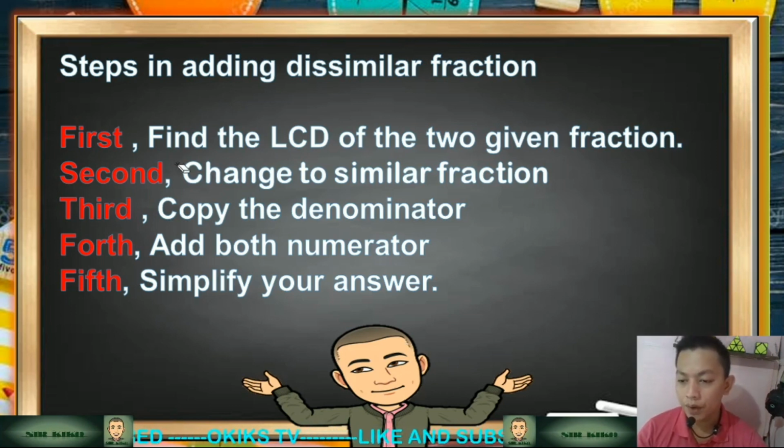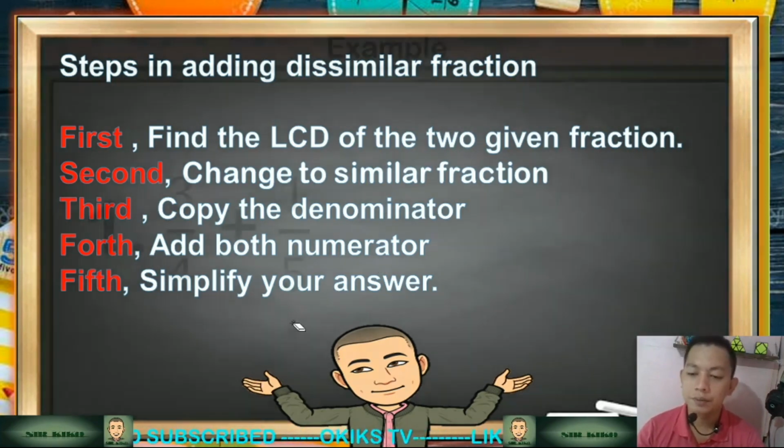First, you're going to find the LCD of the two or three given fractions. Second, change to similar fractions, or make the two or three fractions into similar fractions. Third, copy the denominator. Fourth, add both numerators. And the fifth one is simplify your answer. Okay, let's try.